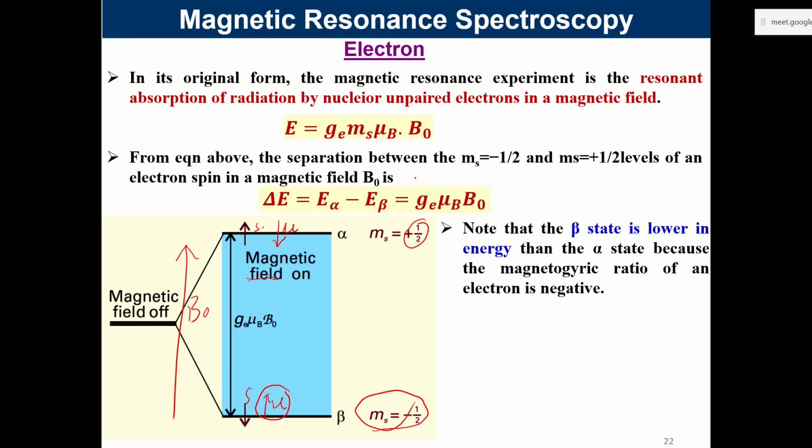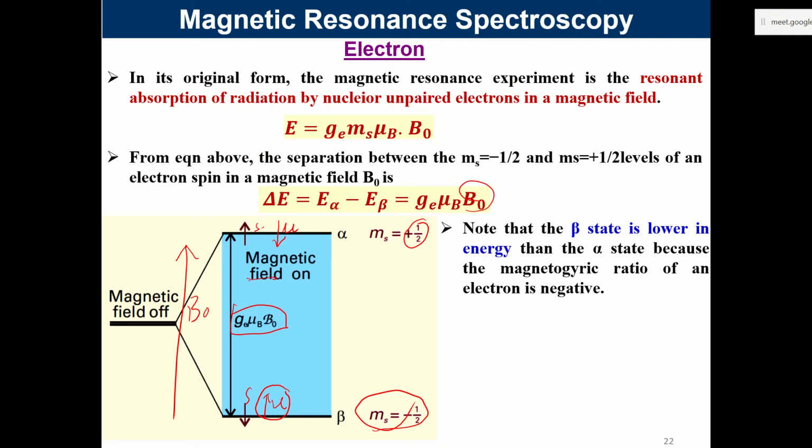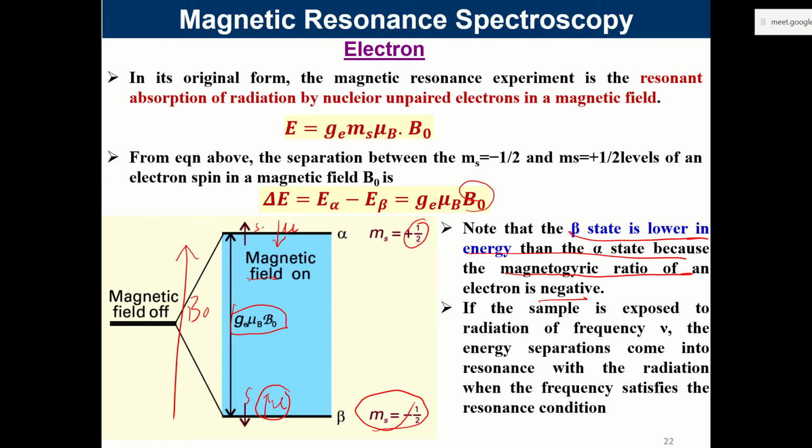So this is how you calculate the rest of the things. The difference is known: greater is the b naught, greater will be the separation. So the beta state is the lower energy state. This can be correlated to the magnetogyric ratio, which is negative for the electron. For the proton it will be opposite, because in the proton the angular momentum and the magnetic moment both point in the same direction. So because of that the situation will be reversed.